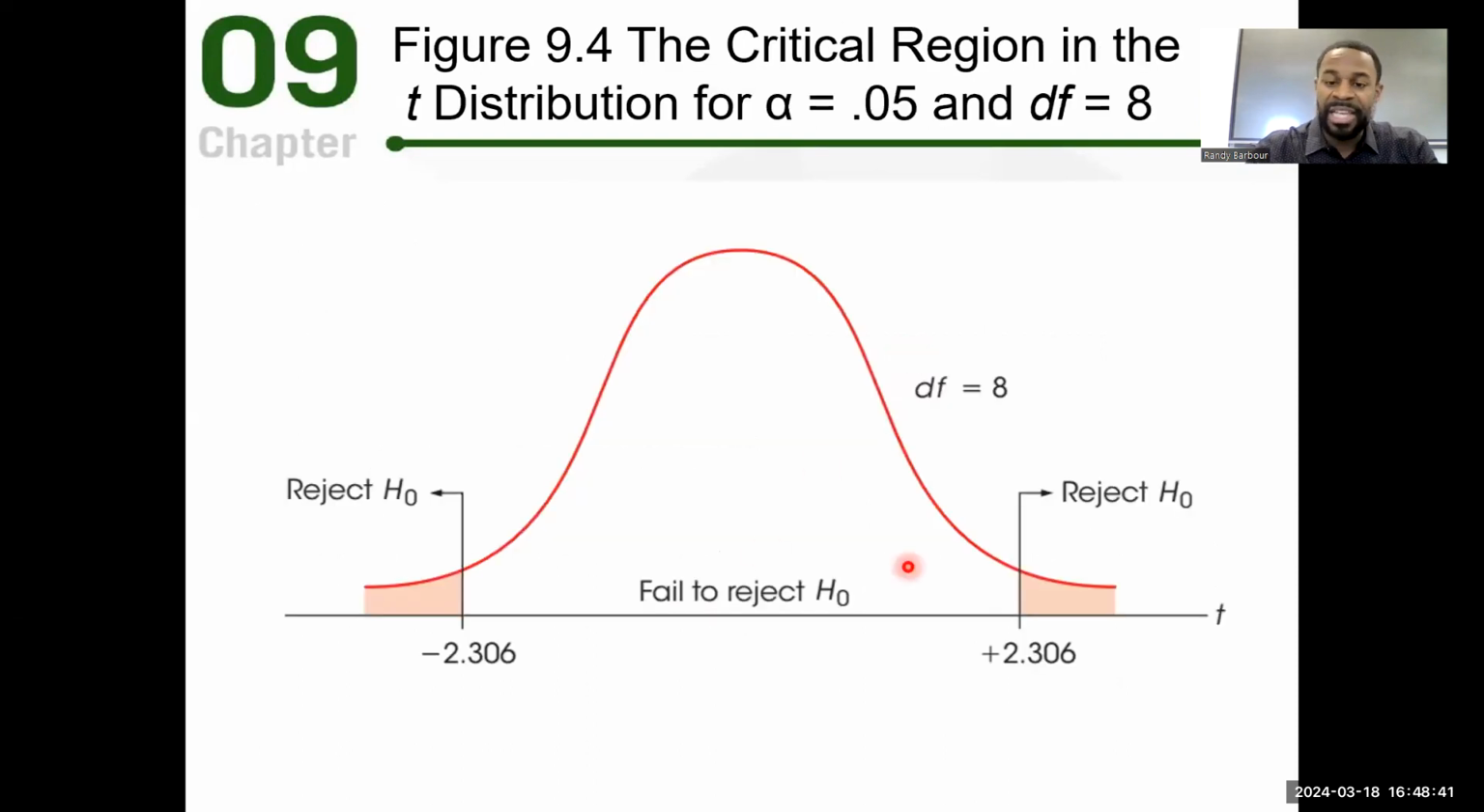So again, this is looking at our shaded region. The value that we got was negative 2.67, so that negative 2.67 will lie in this area here. And so that means you're rejecting the null hypothesis. Had that been anywhere in this region, then you would fail to reject, okay?